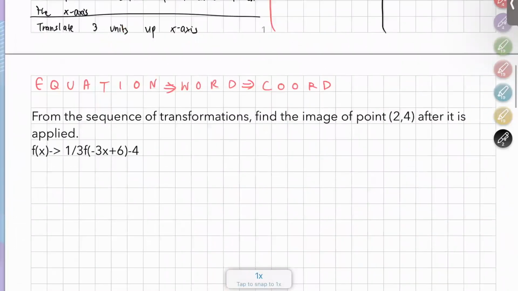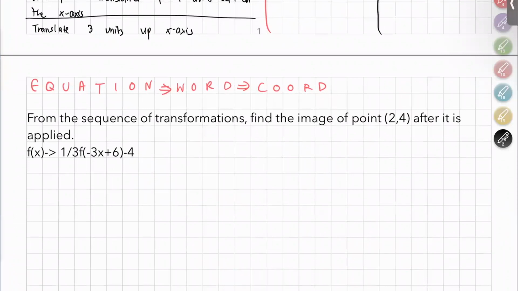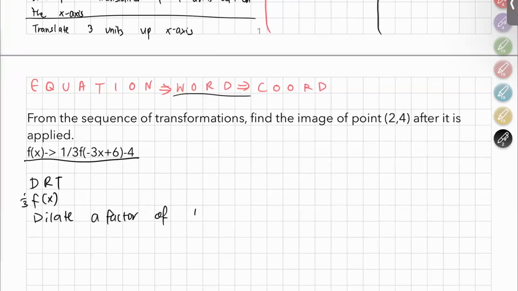Now, from the sequence of transformations, find the image of point 2,4 after it is applied. Okay, so you have to first tell me what the word transformation is based off of this. Once again, follow DRT. I can see 1/3 is timesing the outside function. So I have f of x, it becomes 1/3 of f of x. So this is dilate a factor of 1/3 from the x-axis. Now, what else do I have? Once again, look for another dilation.